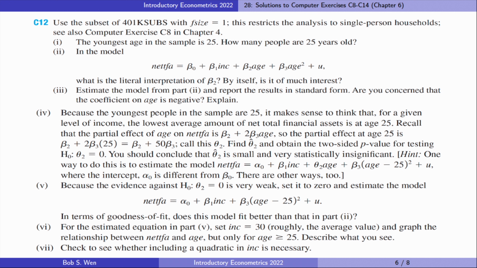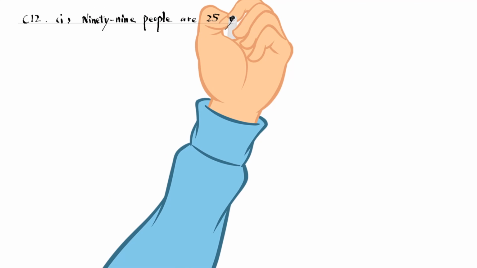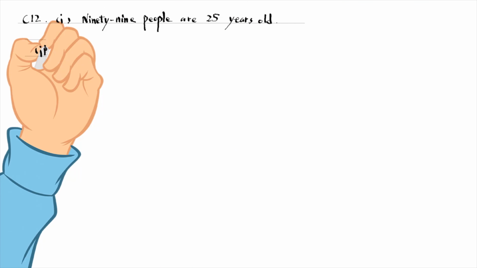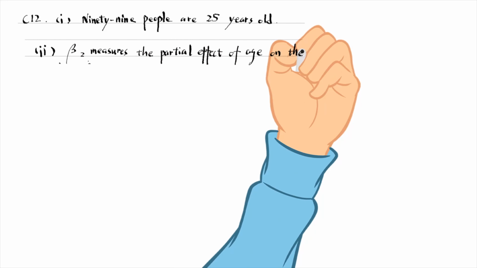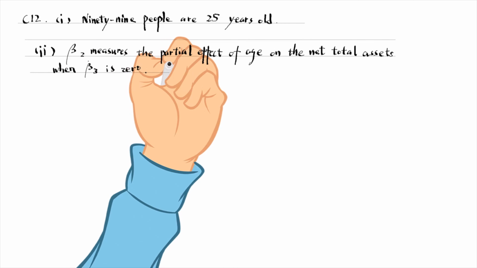Let's do computer exercise 12. For the first part, we keep the observations of the one-person households. 99 people are 25 years old. In part 2, beta 2 measures the partial effect of age on the total net assets when beta 3 is 0.